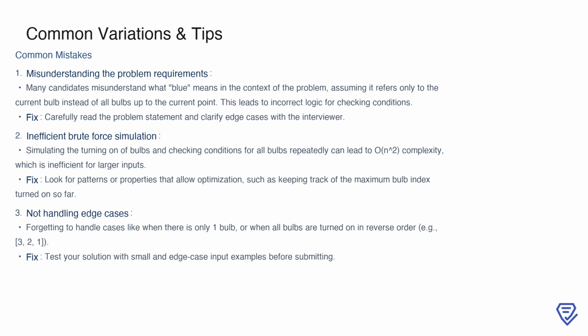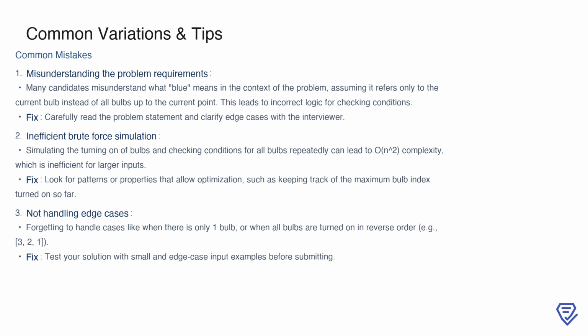This misunderstanding often leads to logic errors when checking conditions. To address this, it's critical to carefully read the problem statement and clarify any ambiguities, especially during interviews. Another frequent pitfall is using a brute force simulation approach. While it might seem straightforward to repeatedly check all bulbs, this can result in n² complexity, which is far too slow for large inputs. Instead, look for patterns or properties, such as tracking the maximum index of bulbs turned on so far, to optimize your solution.